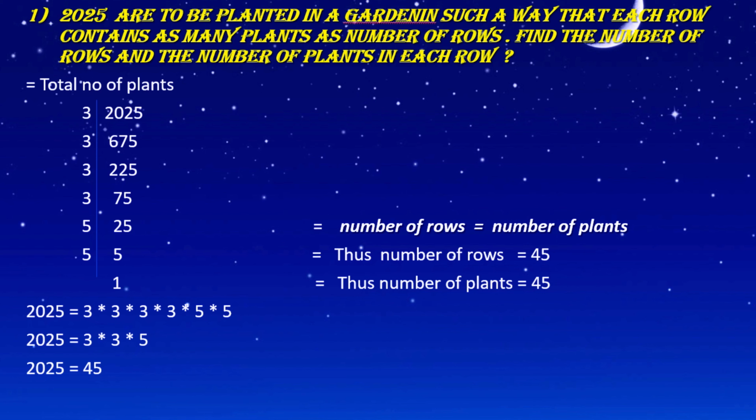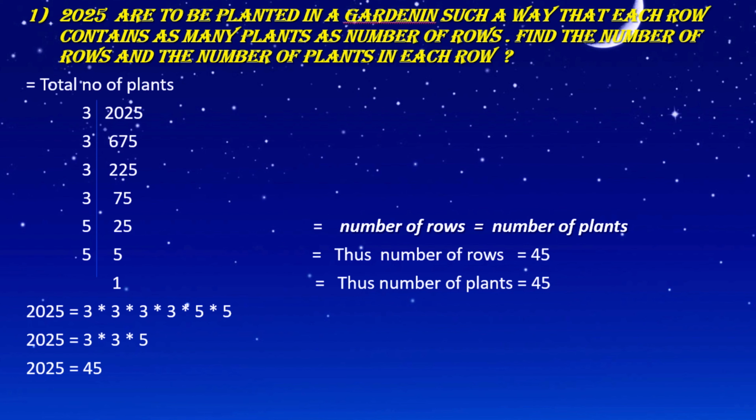Let's say 2025 divided by 3 is 675, and 675 divided by 3 is 225, and 225 divided by 3 is 75, and 75 divided by 3 is 25, and 5 fives are 25, and 5 ones are 5. Let's count: 1, 2, 3, 4, four 3s are there, and two 5s are there. So 2025 is 3 into 3 into 3 into 3 into 5 into 5.